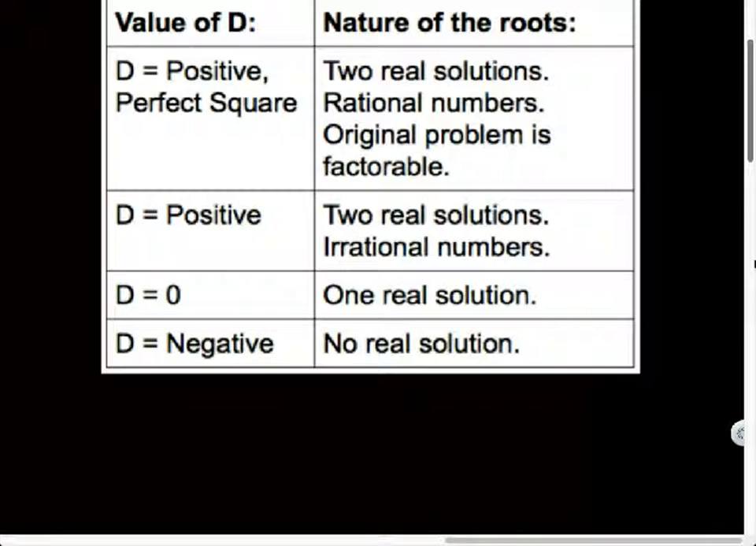But it's still real. And if D is negative, the square root of a negative number is done telling me there's no real solution to this. There are no real x-intercepts going on. However, if you want to be fancy, you could say that there are two imaginary solutions.